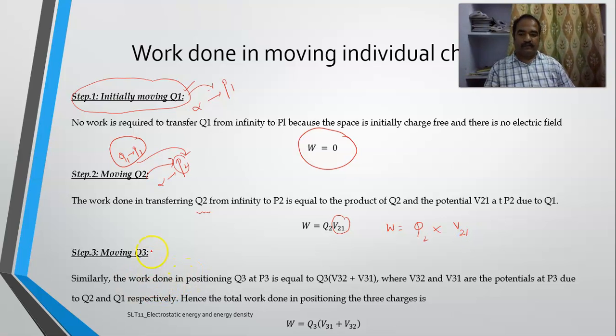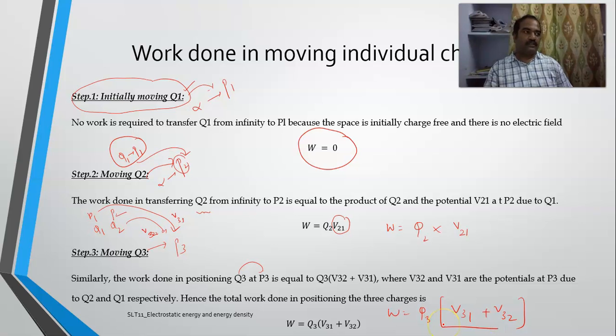Now, if I move Q3 to P3, there are already two charges, Q1 and Q2, located at P1 and P2, and these will have a voltage effect on P3. So when I move Q3 to P3, the work done will be Q3 into V31 plus Q3 into V32. So I have two potentials now: one due to the charge at P1, the other due to the charge at P2.